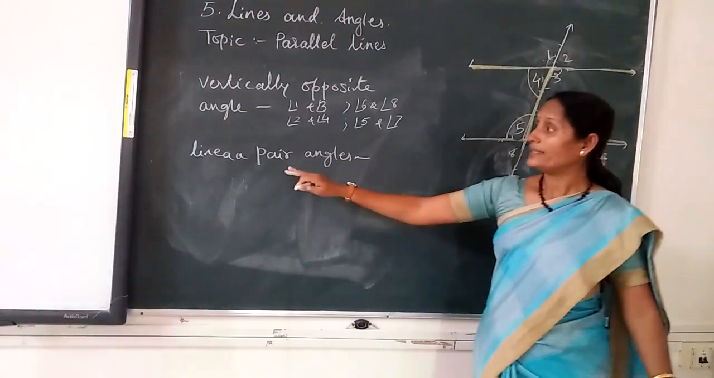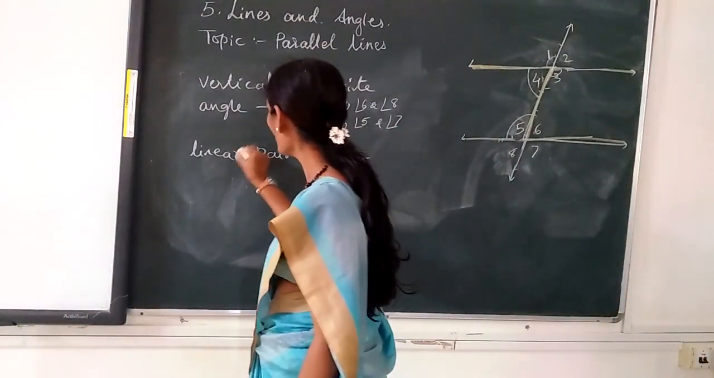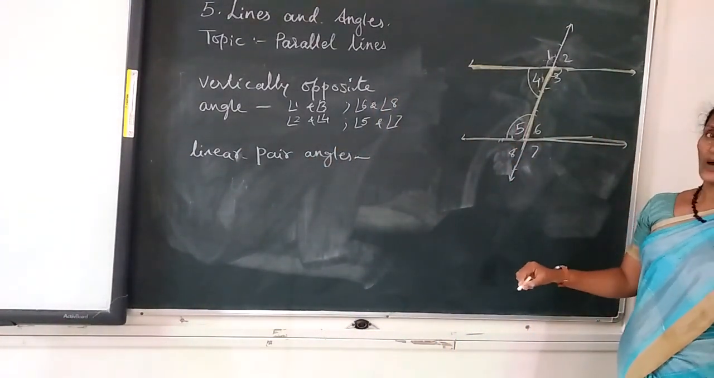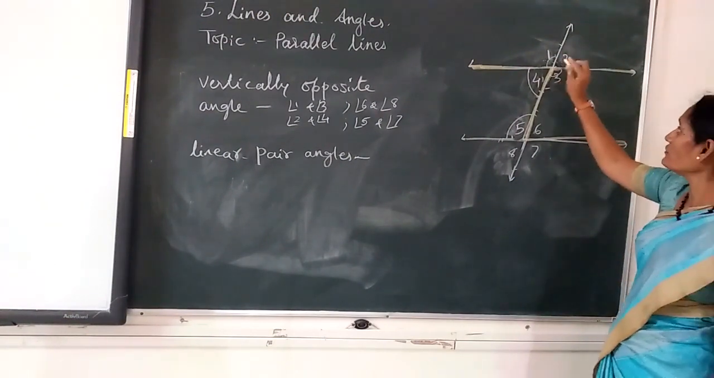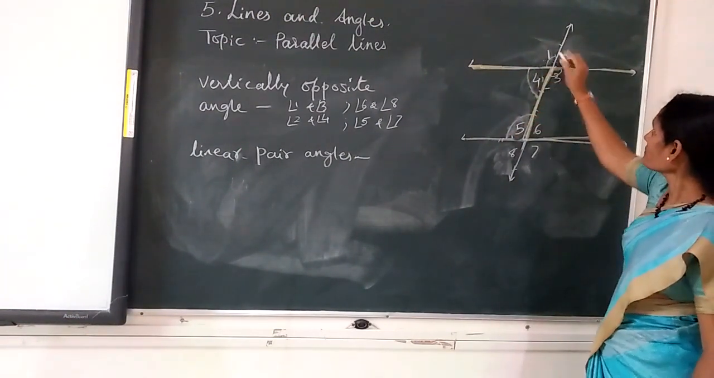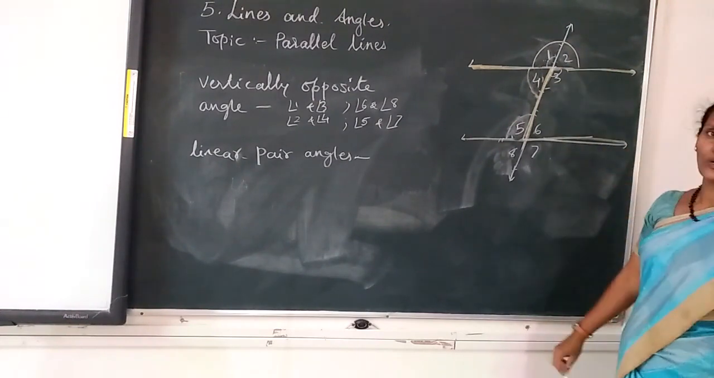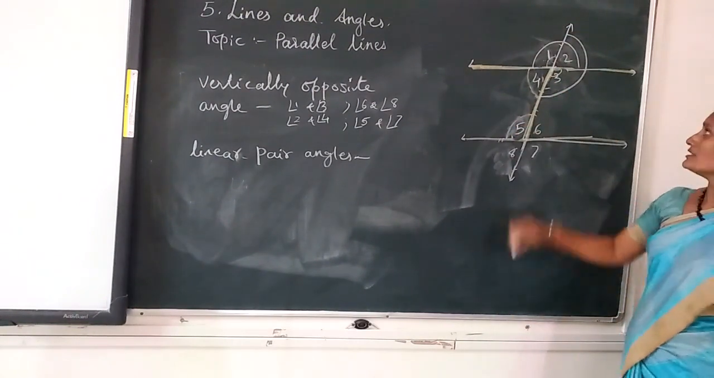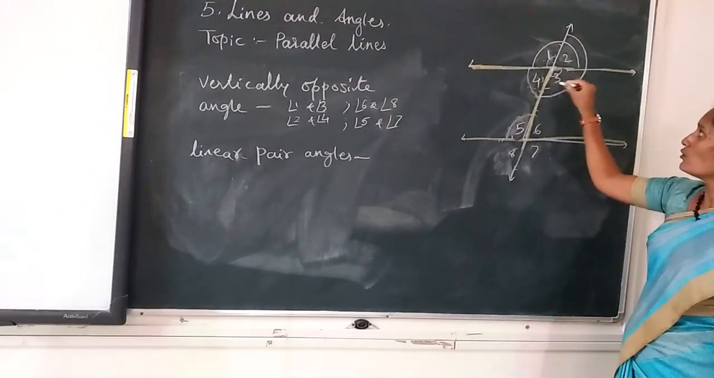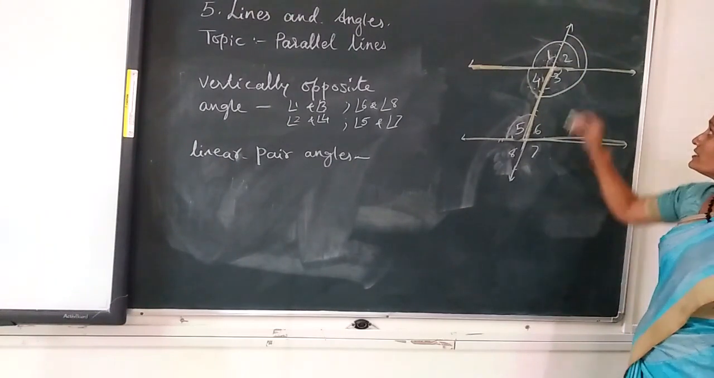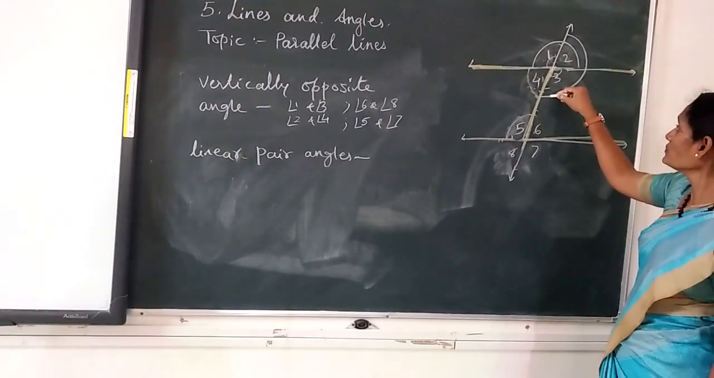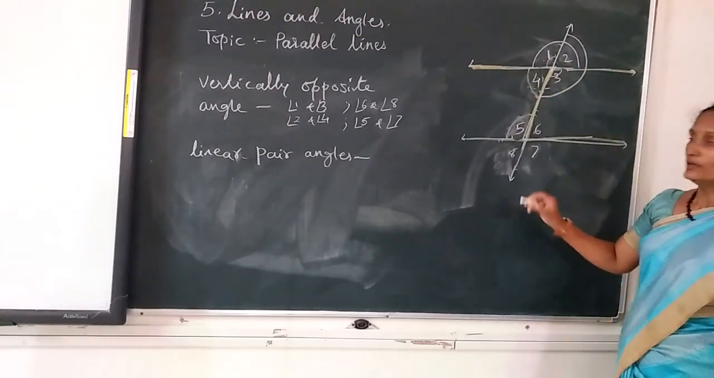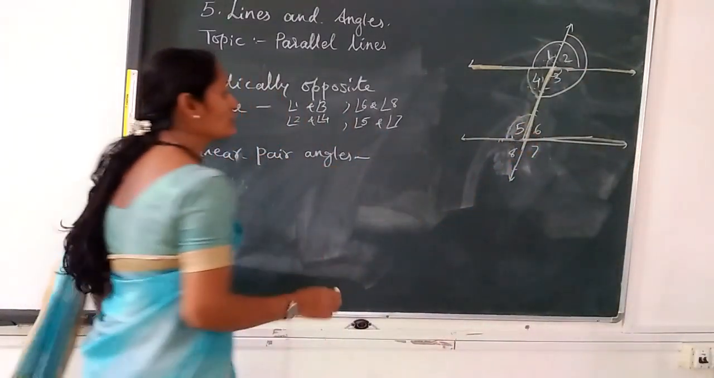Then comes linear pair angles. Linear pair angles means angles whose sum is 180 degrees. Now how many pairs are you getting? If you observe here, this is one pair, 1 and 2. Then 2 and 3, another pair, 1 and 4, 4 and 3. So like this, how many pairs will you get here? 1, 2, then 3 and then 4. Okay, so like this at the next intersection also you will get pairs.